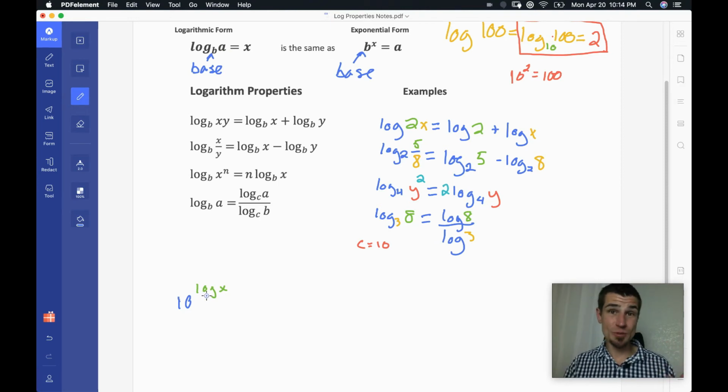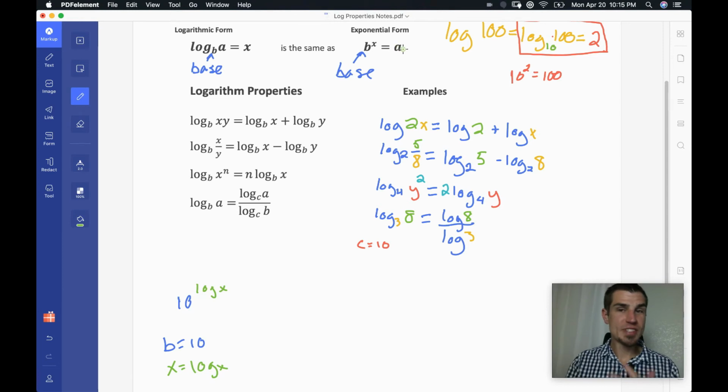Well, in this case, what is b? Well, b, remember, is our base, and our base is 10. So I can just write that down. Our b is 10. Now, what's our x? Our x is our exponent. Our exponent is log of x. It's the entire logarithm, the whole thing. So the exponent here is log of x.